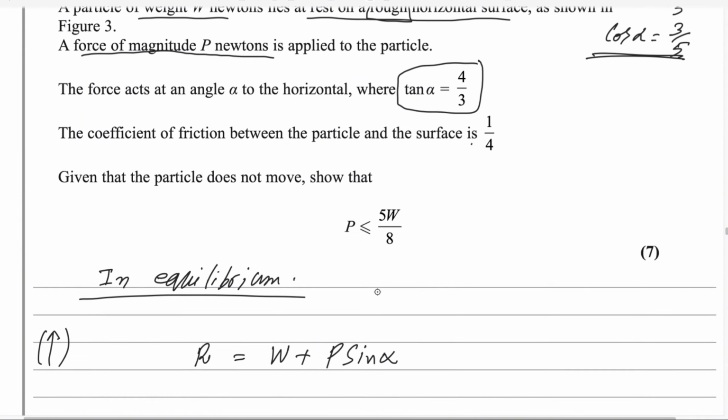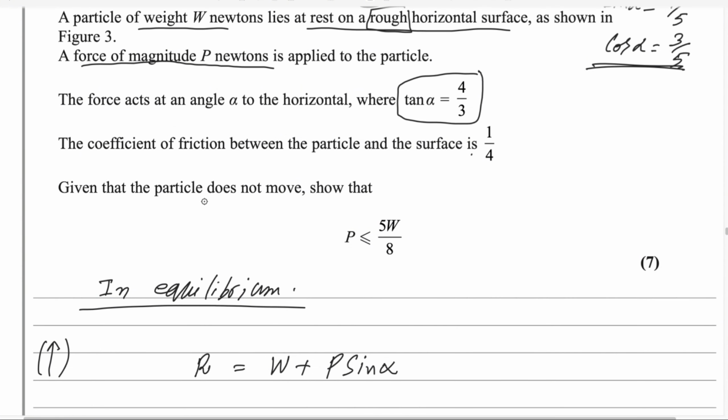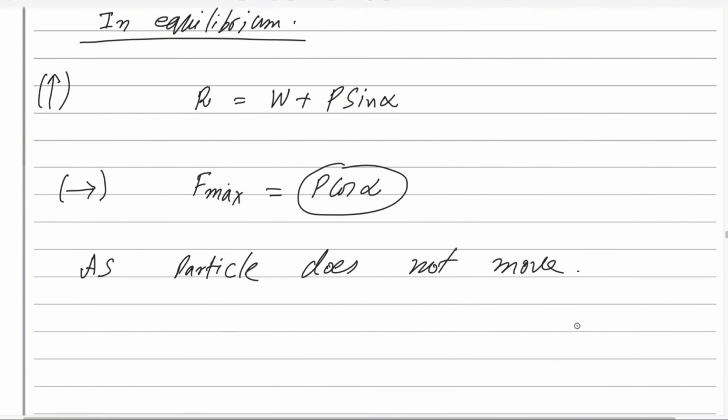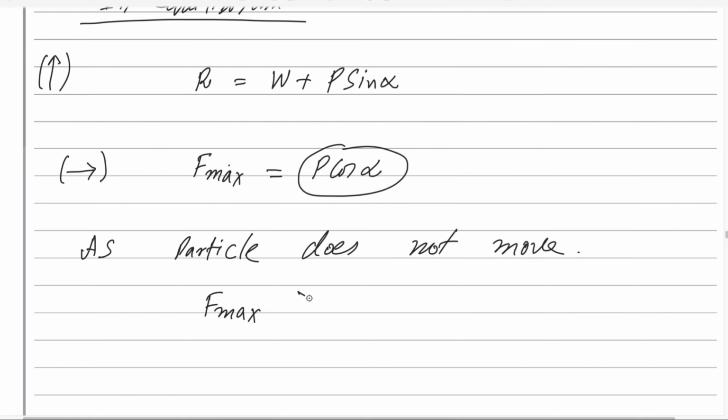Now here is a very important point. Given that the particle does not move, F max should be greater than this component. If the particle does not move, F max should be equal or greater. When you are increasing the force, the F max is also increasing and it reaches the maximum value of the friction. As the particle does not move, there should be a condition that F max should be greater or equal. Even if it is equal, it is not moving.